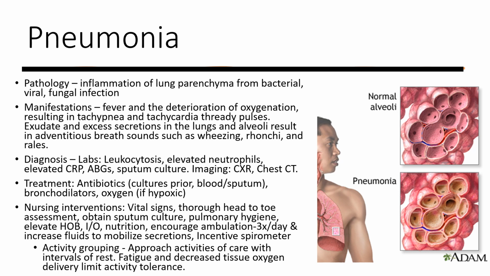Treatment is dependent on the type of pneumonia. Viral pneumonia will be treated differently than bacterial pneumonia. Obviously, for bacterial pneumonia, we're going to be giving antibiotics. Make sure you're getting cultures prior for your blood and your sputum. For the breathing itself, we're going to give bronchodilators to help open up those bronchioles. We're going to do oxygen if they're hypoxic.